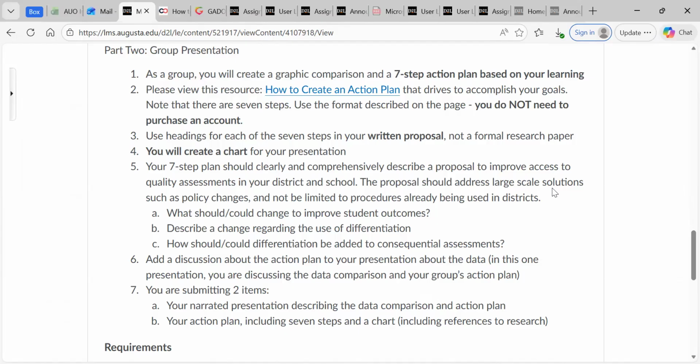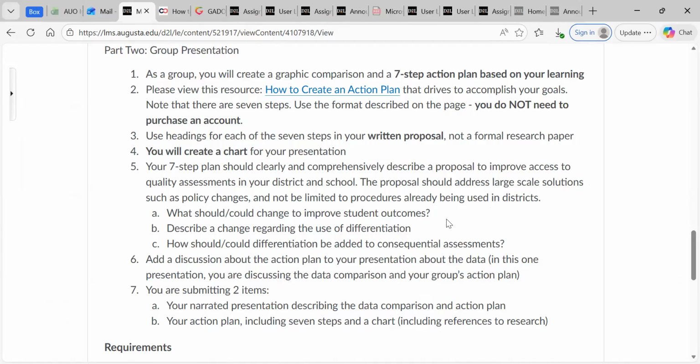All right, so the proposal should address large-scale solutions. Again, I know these are all individual schools, so I'm not looking for specific solutions to specific schools. I'm looking at large-scale solutions. Think statewide policy changes. We're not looking for specific schools or even specific districts. I don't think we have any groups that all belong in one district, but think statewide policy change, large-scale solutions.